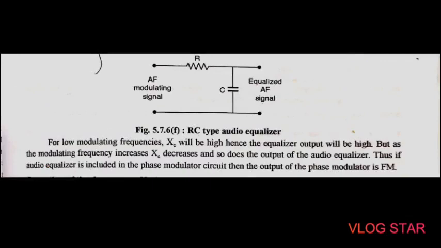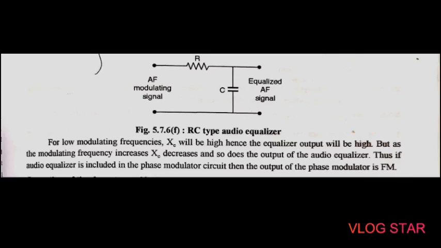So the equalizer can be of RC or RL type, and figure 5.7.6f shows an RC audio equalizer. It is basically an integrator. So here for the low modulating frequencies, Xc will be high, hence the equalizer output will be high, but as the modulating frequency increases, Xc decreases, and so does the output of the audio equalizer. Thus, if the audio equalizer is included in the phase modulator circuit, then the output of this phase modulator is FM. So in this way, we can convert the phase modulator circuit into FM.